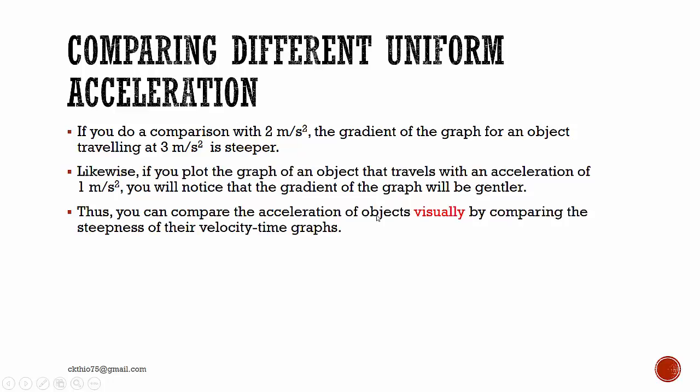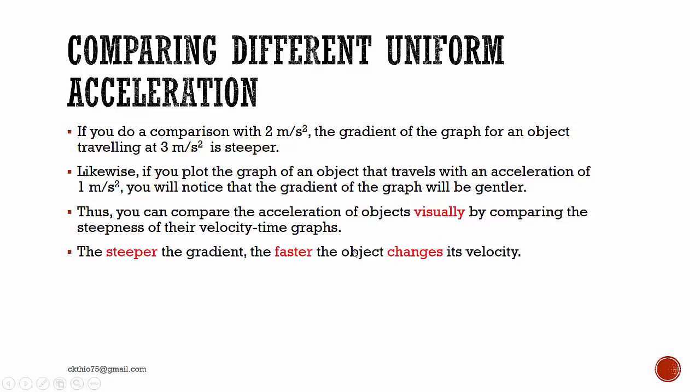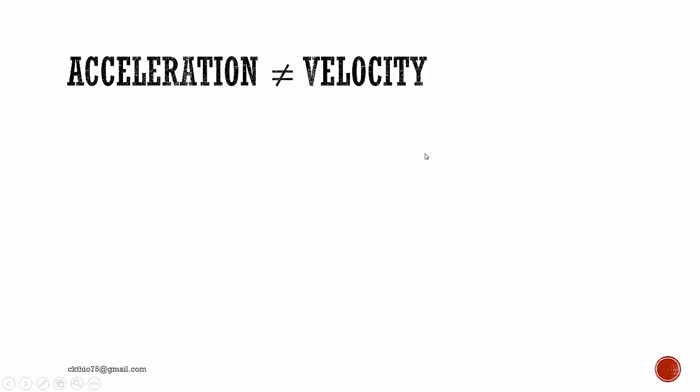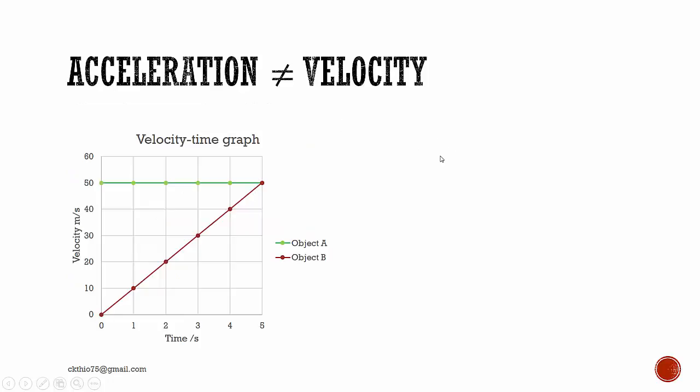Similarly, we can compare the acceleration of the objects by just visually comparing the steepness of their velocity time graphs. So the steeper the gradient, the faster the object changes its velocity. But do note that acceleration is not velocity, which means that having high acceleration does not necessarily mean that it has a high velocity. Okay. So acceleration is not velocity.